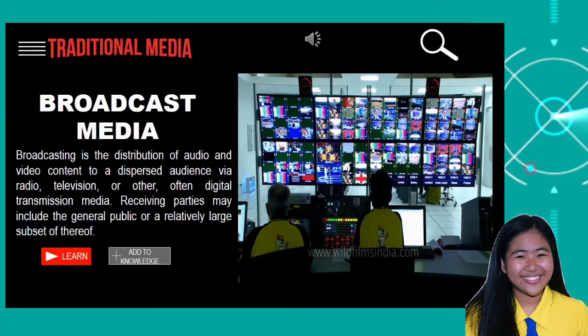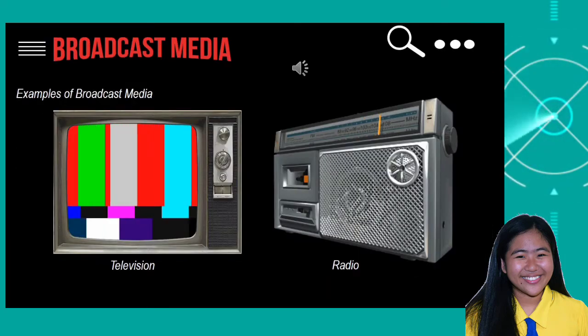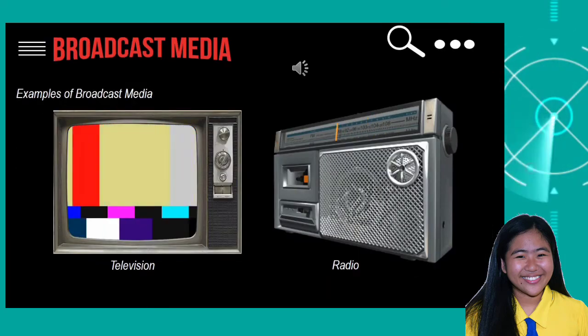Broadcast media. Broadcasting is the distribution of audio and video content to a dispersed audience via radio, television, or other often digital transmission media. Receiving parties may include the general public or a relatively large subset thereof. Common examples under this type of media include radio and television.